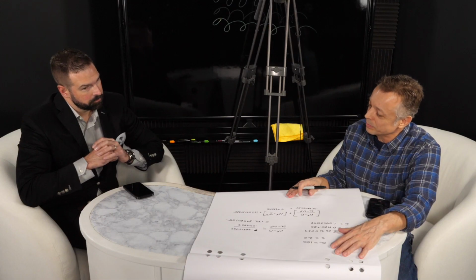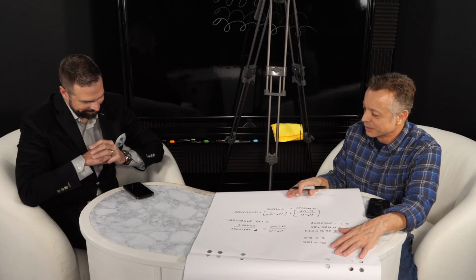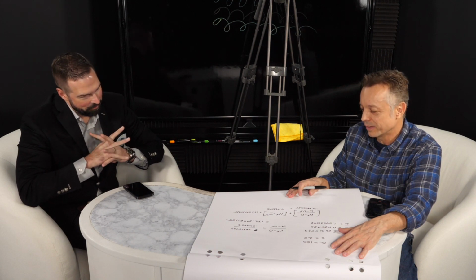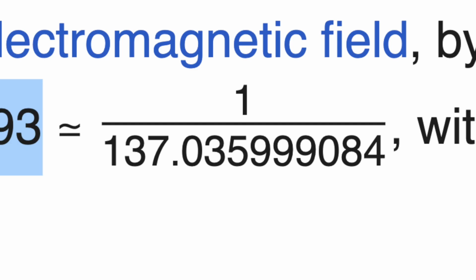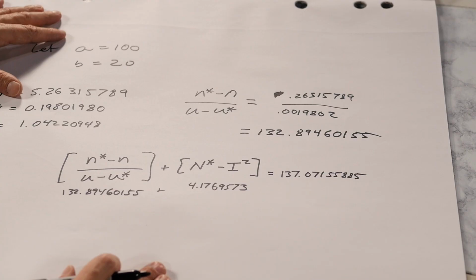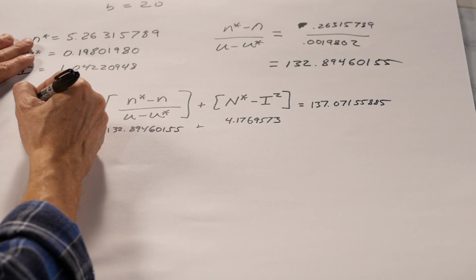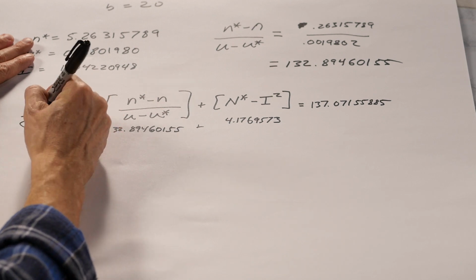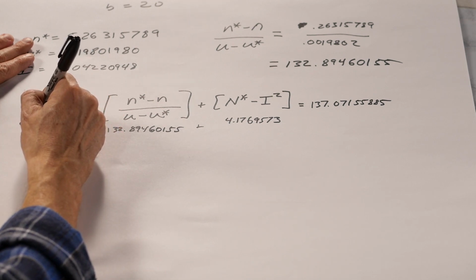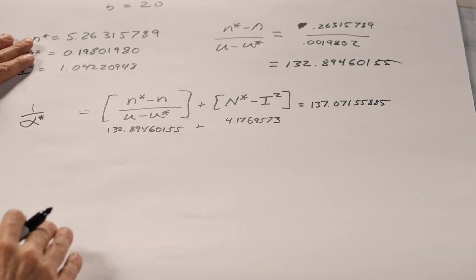All right. Now, we're so close. But what's crazy is that the fine structure constant's 137.035, and I'm looking at that 0.71. That's almost twice. So you know what I'm going to do? I'm going to do some mathemagic. Let's just call this 1 over alpha star.